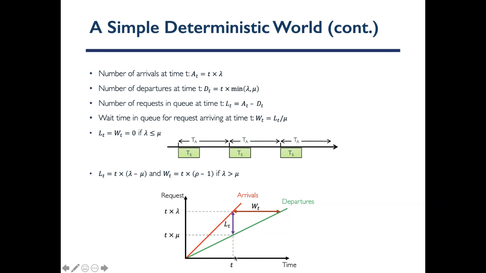And as you can see, as T goes on, both of these two increase. So LT would increase; look at here, this is LT and this is WT. And here, this is LT and this is WT. So in this system, your queue will increase and increase and increase linearly as time passes by.